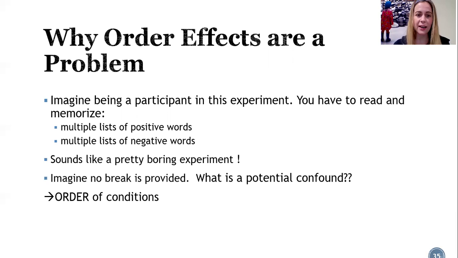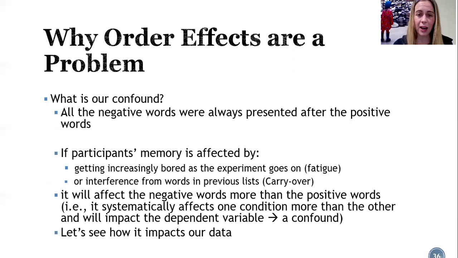Well, our confound here is that we've got order effects that are affecting one of the levels of our independent variable more than the other. The negative words are always happening second. So if there's no break, people are going to get tired and they're going to get bored. Their performance for the negative words is going to get worse. The negative words are always happening after the positive words, so we could get some interference where their memory is just getting worse because they've been reading so many words. In any case, it's going to affect one condition more than the other. So we have a confound here.